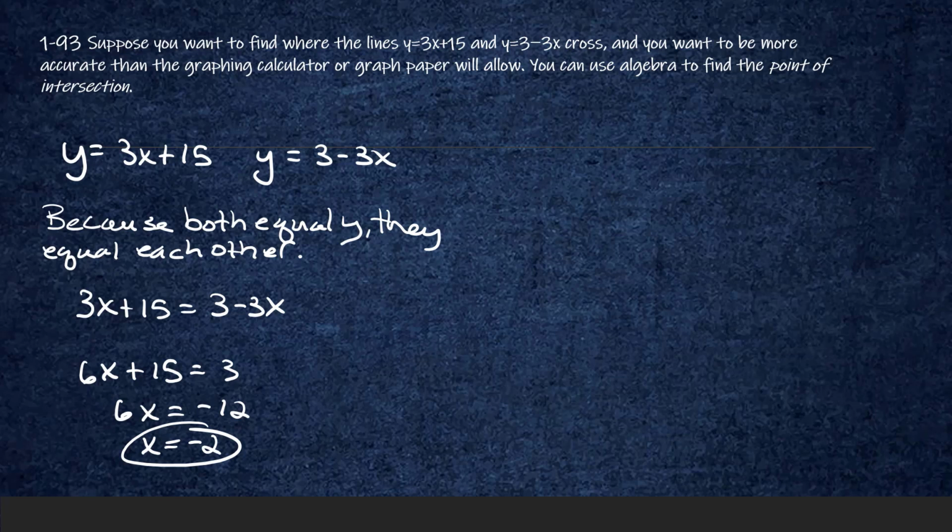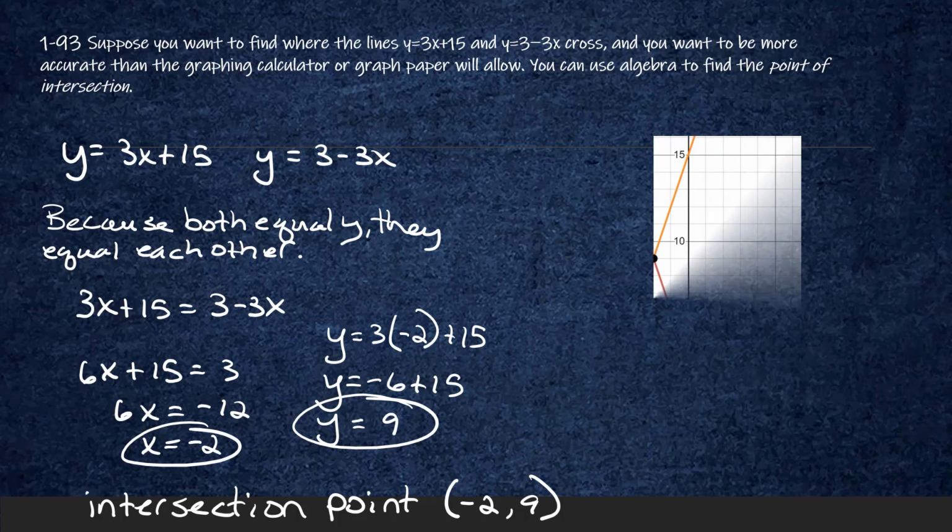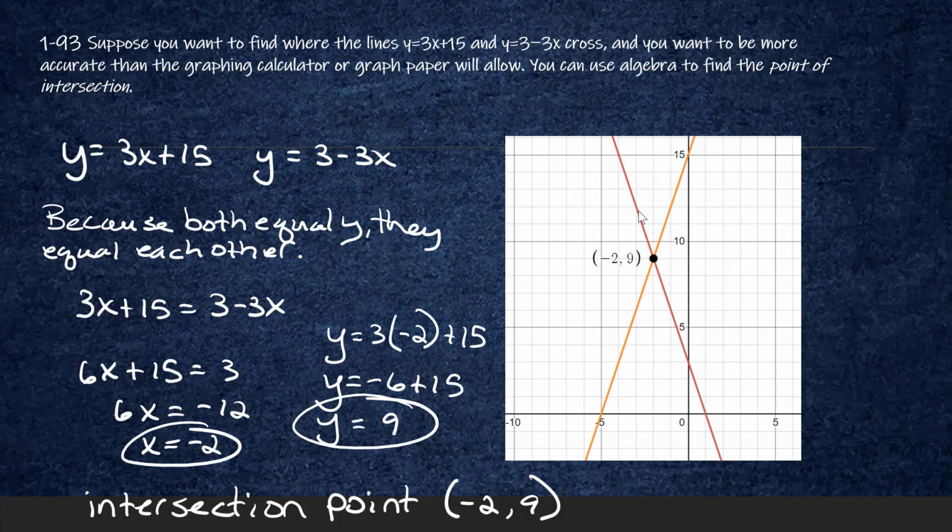Now what I need to do with that -2 is plug it back into one of the equations. Doesn't matter which one, but plugging the -2 back in will give me my y value. So I chose y equals 3 times -2 plus 15. That takes me down to y equals 9. So my intersection point, according to my algebraic solving, is (-2, 9). So now let's take a look at the graph, and it verifies that my algebra is correct. So (-2, 9) is where those two lines will intersect. And that ends 1-93.